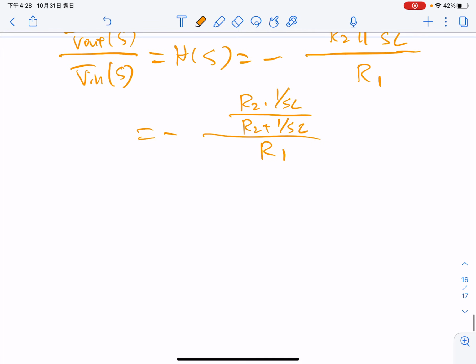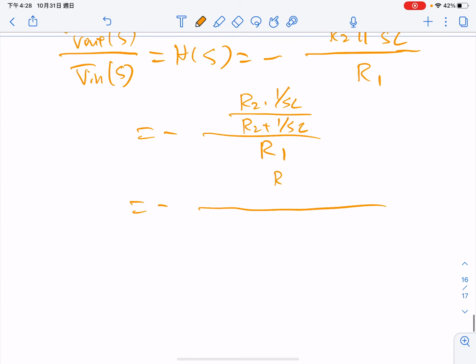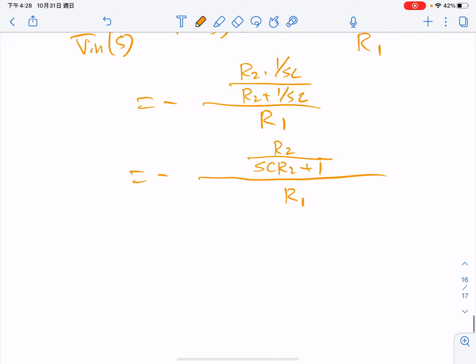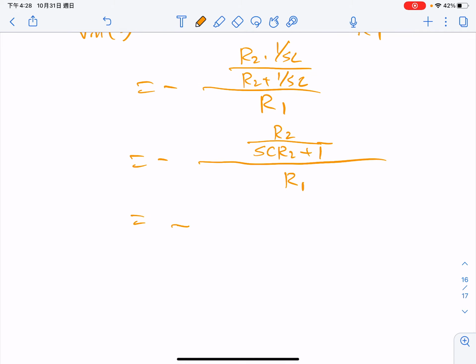All right? So I can multiply by SC again. So I have R2 over SCR2 plus 1, which is over R1. And this one becomes minus R2 over SCR1R2 plus R1.